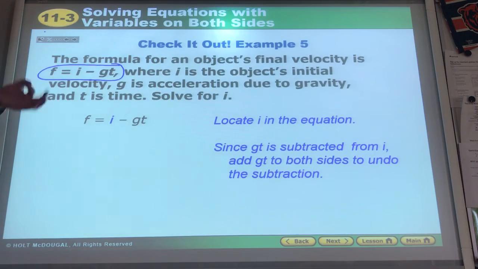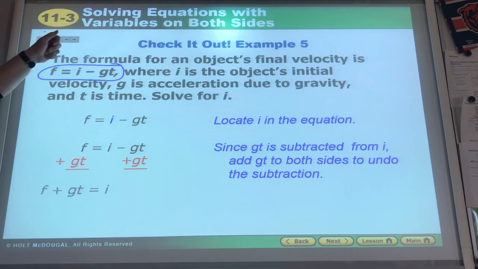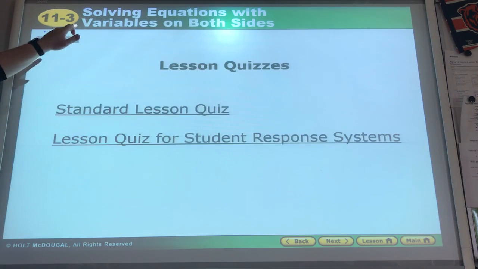Since gt is subtracted from i, we want to add gt to both sides. Not like terms, so we can't combine them, so we just have f plus gt, and that equals i. This seems kind of nonsensical, but it will help.